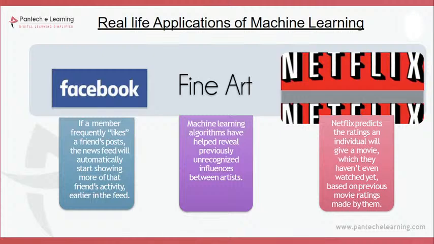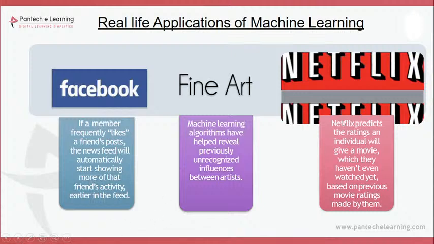In Facebook, if a member frequently likes a friend's post, the news feed will automatically start showing more of that friend's activity earlier in the feed. Means if we like one post in Facebook, the recommendation system automatically shows a message. So this is Facebook. In this machine learning, we are recommending based on that like.